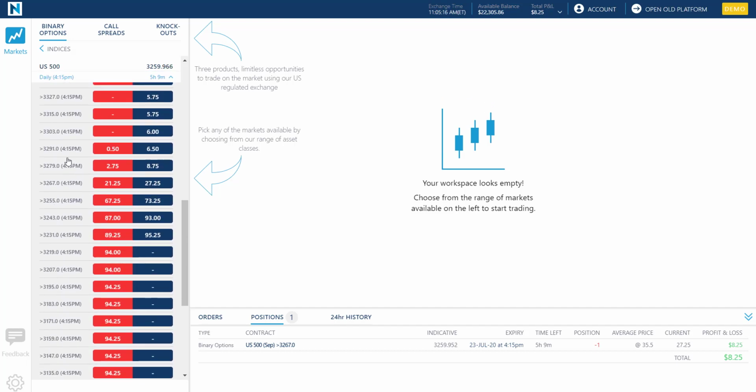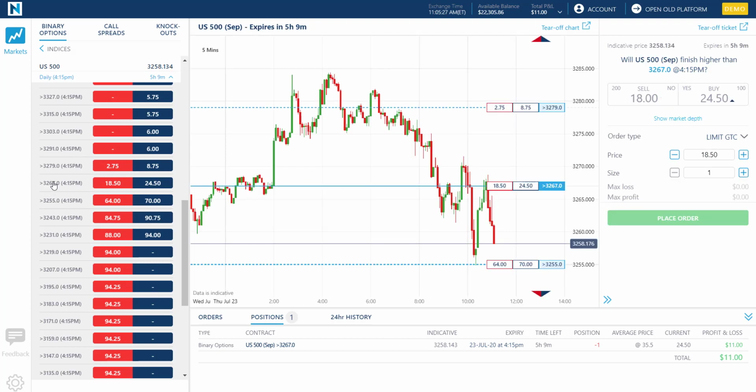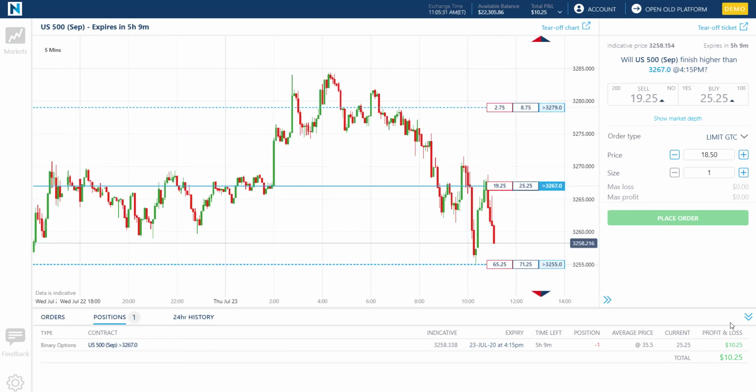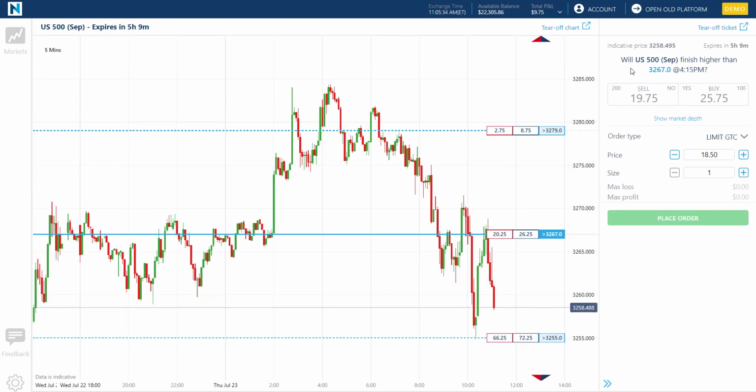You'll be able to see the current price of the market and a list of the various strike prices of daily binary options. Next, click on the specific contract you're interested in. This will populate a chart showing the price of the S&P 500 as well as bring up an order ticket on the right-hand side of the platform.